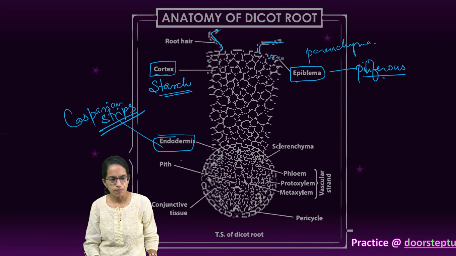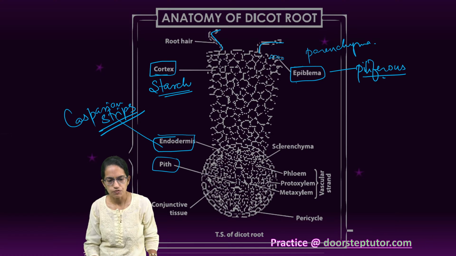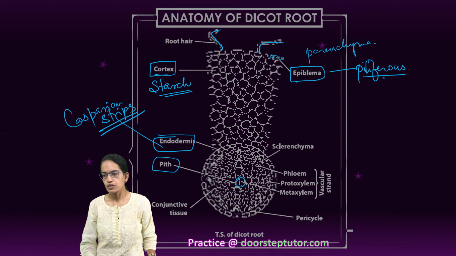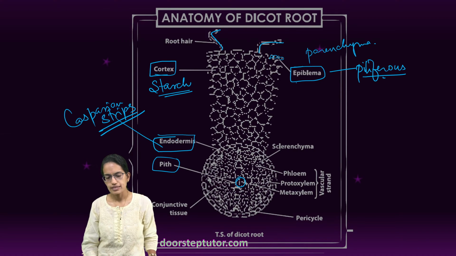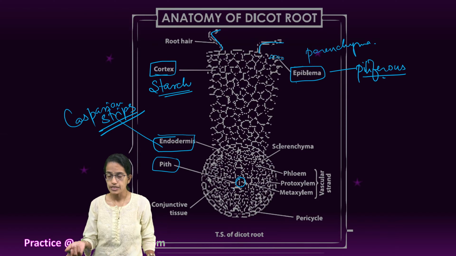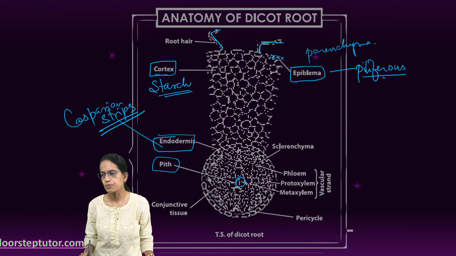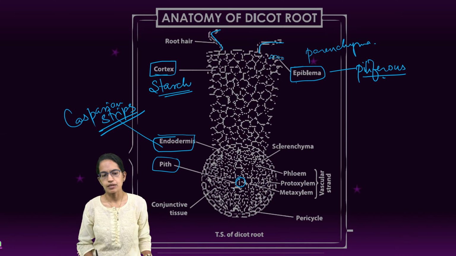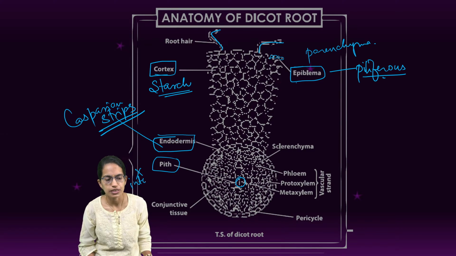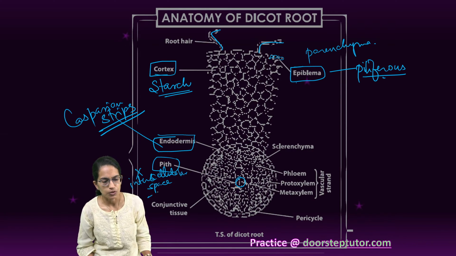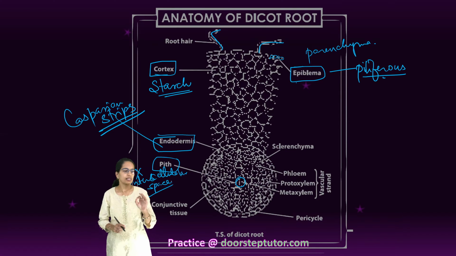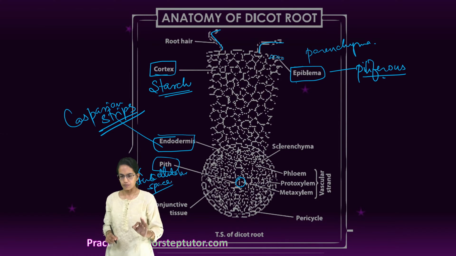Next layer is pith. Now pith is a layer which is found in the center. Now this center is the pith. In dicots, it could be present, it could be absent. If it is present, it is again a parenchyma cell, but here there are no intercellular spaces. However, in the case of cortex, there was intercellular space. So pith does not have intercellular space.